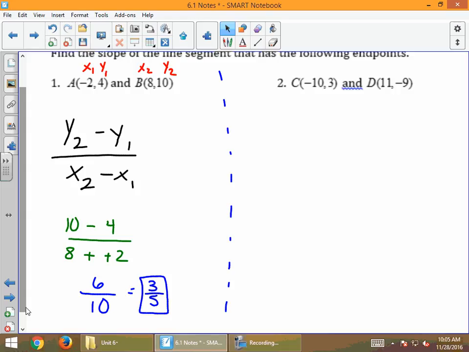Okay. Questions over that? Go ahead, try 2. Give you a couple minutes. We'll go over it. Try 2 on your own. Pay attention to the negatives and positives. Labeling is key. Be very successful at labeling. If you don't label, you might make a mistake.